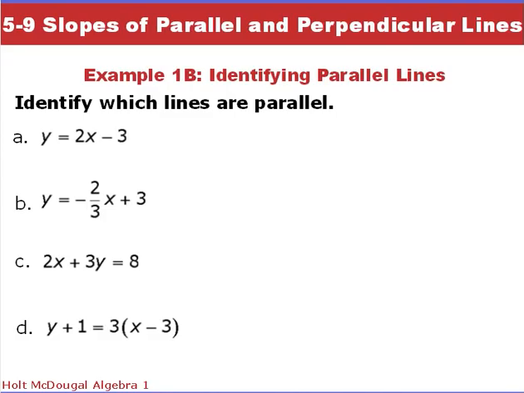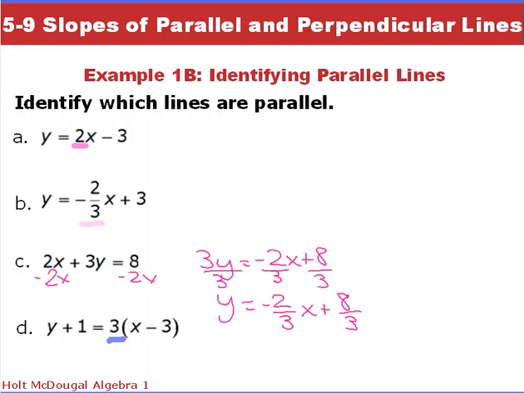In this example, we can find a slope here of 2, which is different than the slope here of -2/3. But this one's in point-slope form, so here we have a slope of 3, which doesn't match up to anything. Let's do it differently. Now we need to solve this one in slope-intercept form. Rewriting C in slope-intercept form, we see that our slope is -2/3, which matches this one here. So therefore, B and C are parallel.